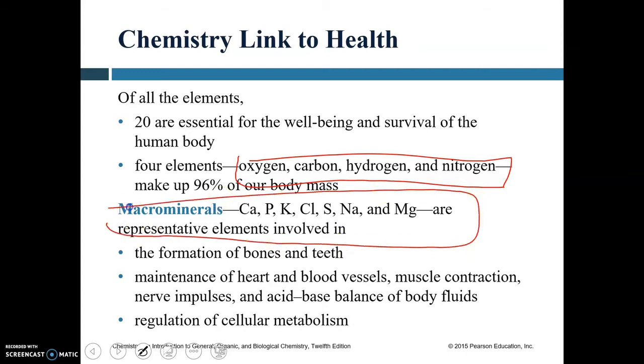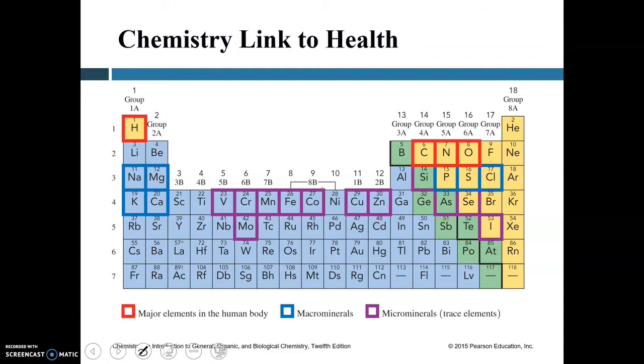They are representative elements necessary for bones and teeth, muscle contraction, nerve impulses, acid-base balance, regulation of cellular metabolism. So you see that those elements are extremely important. So this illustration on the periodic table shows you the major elements in the human body highlighted by red, macrominerals highlighted by blue, and microminerals, trace elements without which we cannot survive.